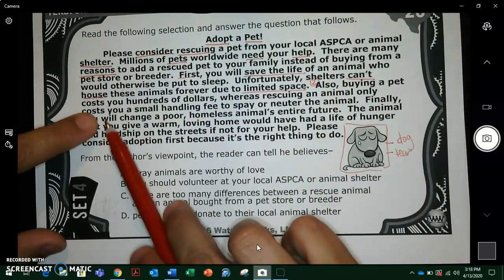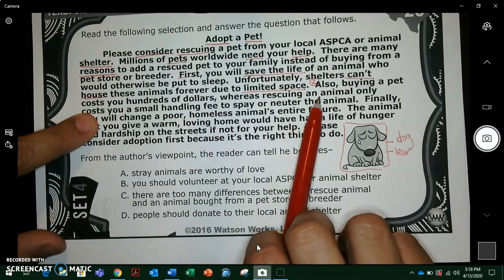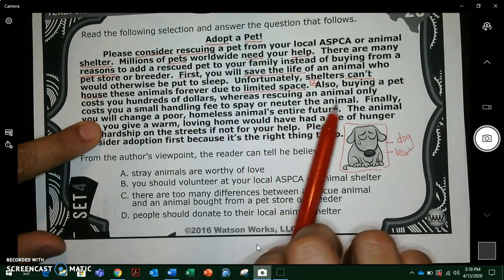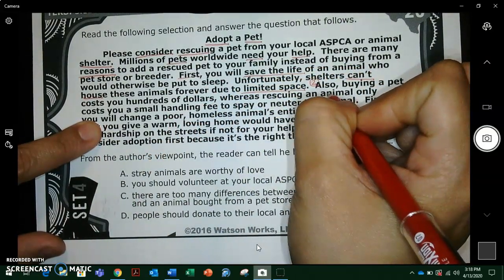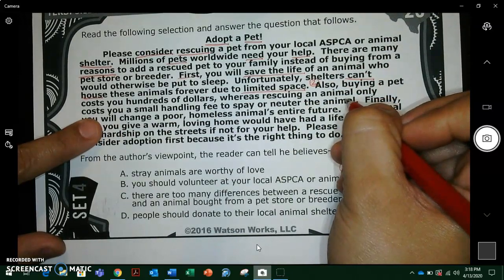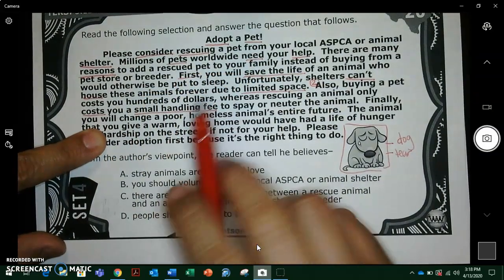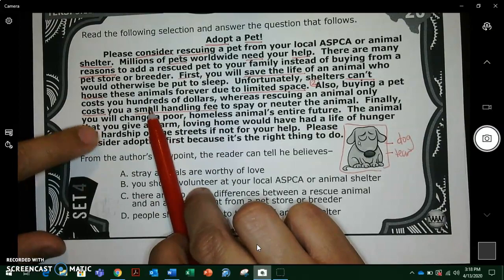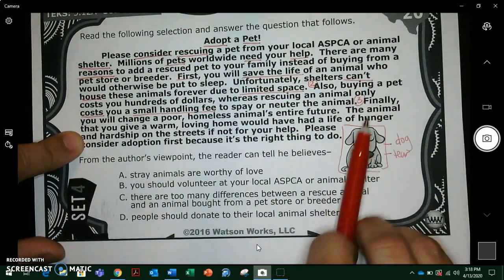Also, buying a pet costs you hundreds of dollars, whereas rescuing an animal only costs you a small handling fee to spay or neuter the animal. Oh, so again, they're telling me that also it's inexpensive, right? Because it costs you a small handling fee. And it doesn't even say just a regular handling fee, but definitely a small handling fee. Finally, this is reason number 3.